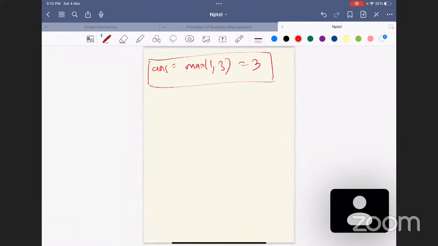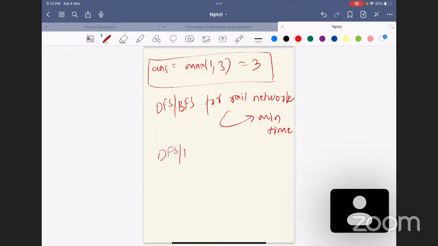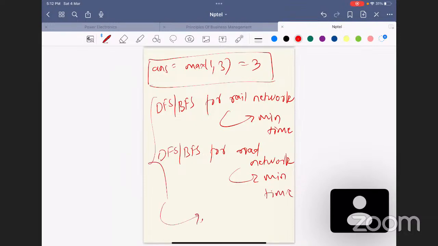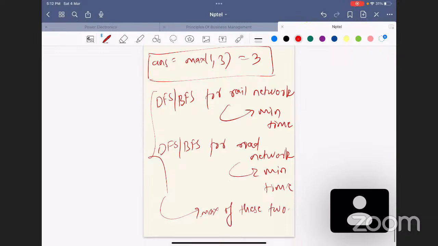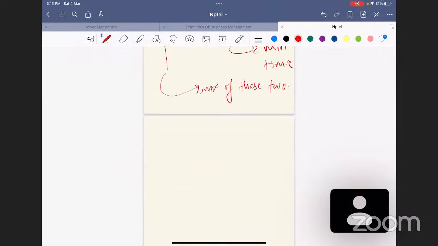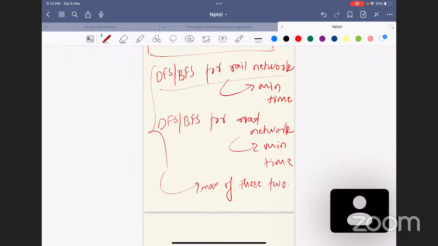What one must think is, do a DFS or a BFS for the railway network and calculate the minimum time. Do BFS or DFS for the road network and calculate the minimum time. And at last, take the maximum of these two. Right. So yes, this is the algorithm. We just run the BFS or DFS for the rail network, we just run the BFS or DFS for the road network, and we output the maximum of these two.